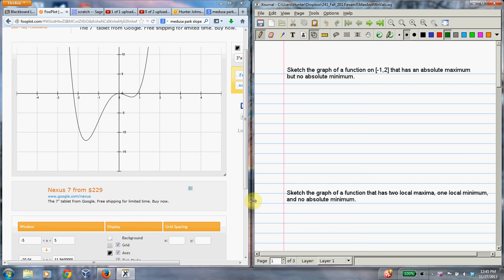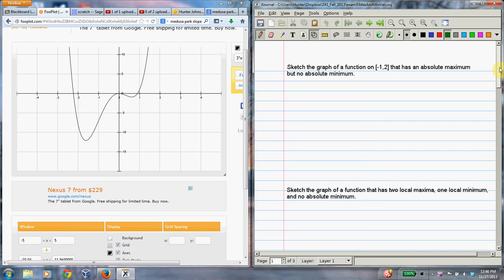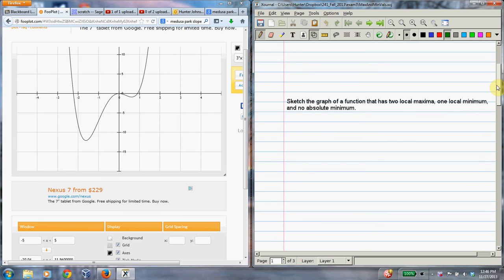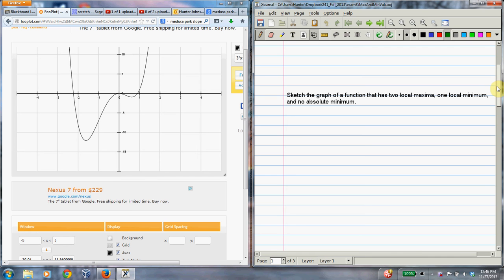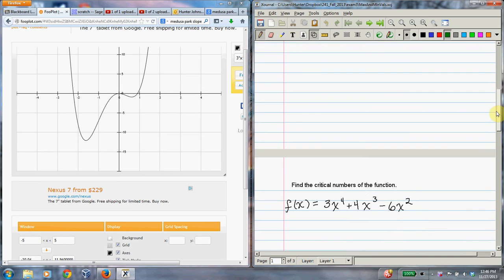This video is about finding maximum and minimum values for a function using calculus. And I'm going to do a few questions here. The first two are just kind of conceptual. Sketch the graph of a function that has an absolute maximum but no absolute minimum. And sketch the graph of a function that has two local maxima. They're just playing around with the concepts, making sure that you understand what these words mean.